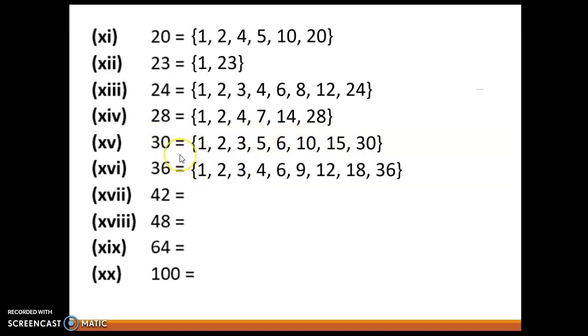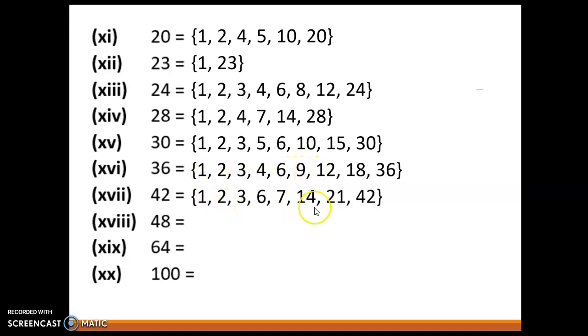36 has the following numbers here, and you can see here, keep matching up the pairs. 1 goes in 36 times, 36 goes in once, 2 goes in 18, 18 goes in twice, 3 goes in 12 times, 12 goes in 3 times, 4 goes in 9 times, 9 goes in 4 times, and 6 goes in 6 times. So this goes in itself a number of times. It references itself, if you like.